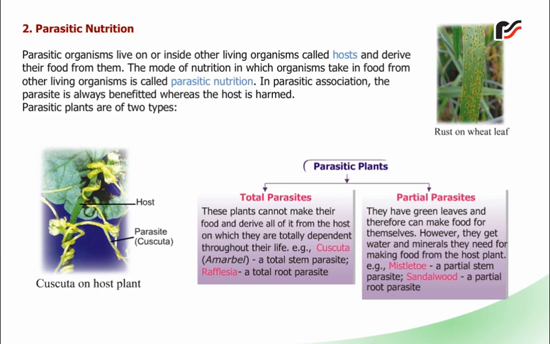Partial parasites. They have green leaves and therefore can make food for themselves. However, they get water and minerals they need for making food from the host plant. Example, Mistletoe, a partial stem parasite. Sandalwood, a partial root parasite.